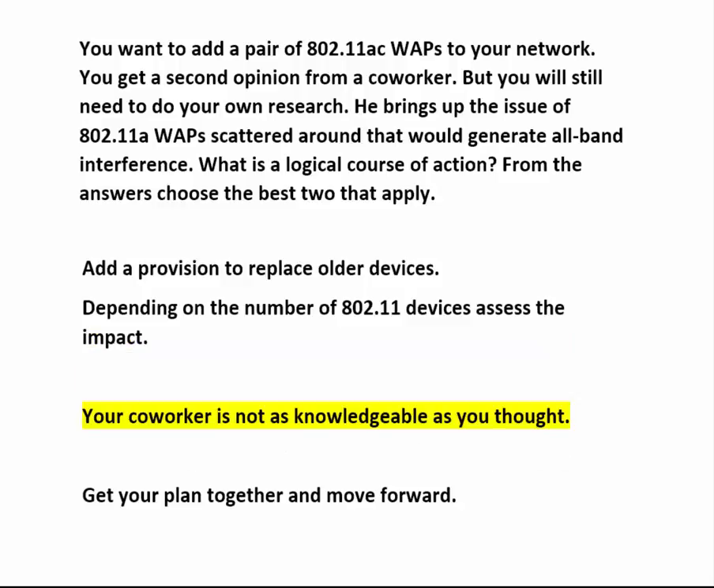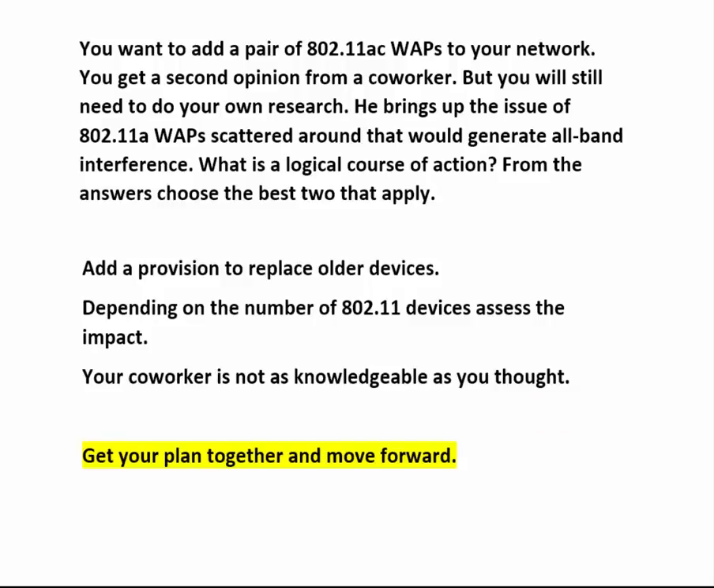Your coworker is not as knowledgeable as you thought. Here's something to look at. He cites all band interference from the 802.11a devices. Now you need to know some things about the 802.11a and 802.11ac. Like they both operate in the 5 GHz band. They both use the same modulation method, and the 20 MHz bandwidth of the 802.11a can be avoided entirely by the 160 MHz bandwidth of the 802.11ac.